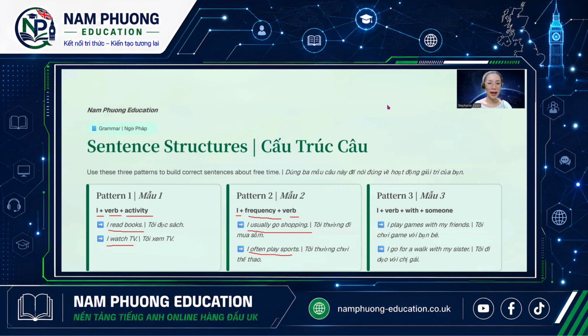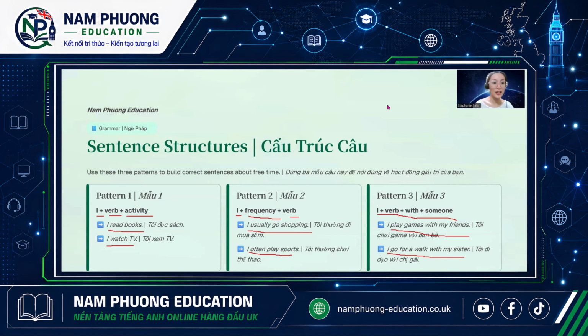And for the last pattern, we have I plus verb plus with plus someone. For example, I play games with my friends. Please repeat. I play games with my friends. Lastly, I go for a walk with my sister.